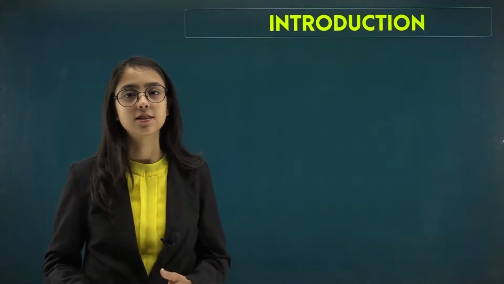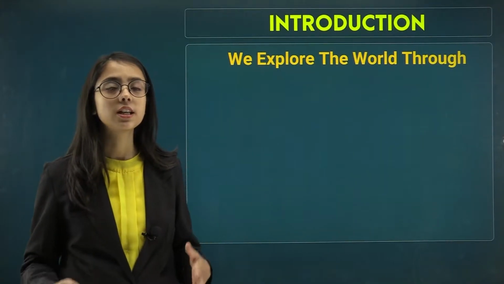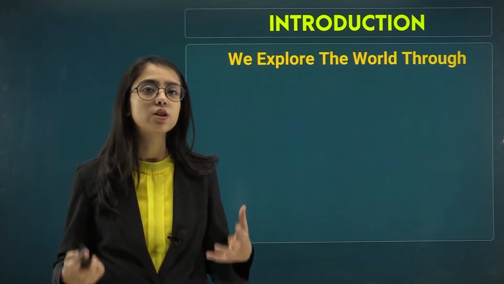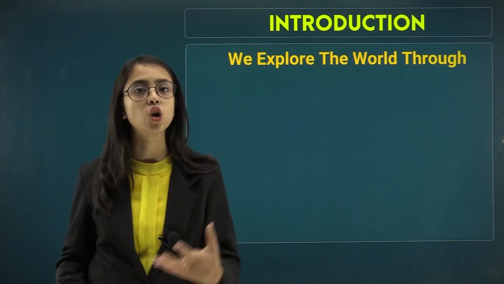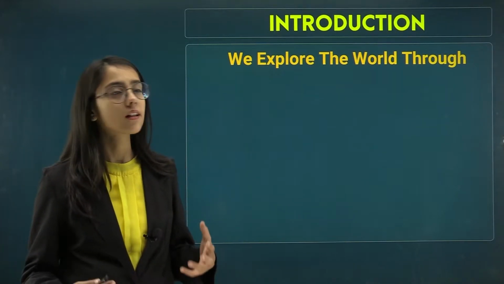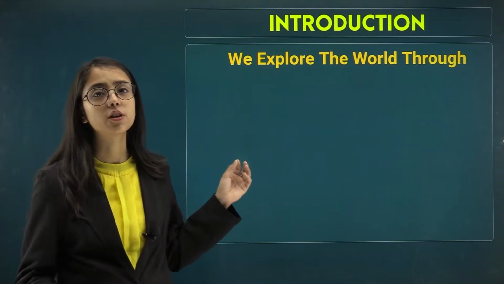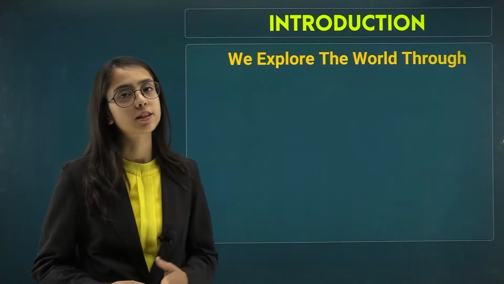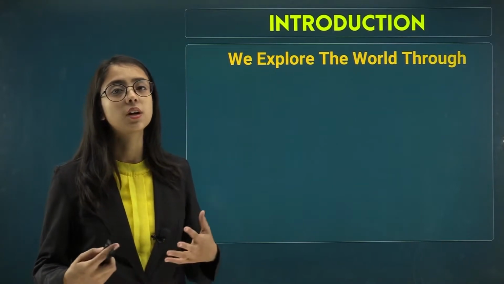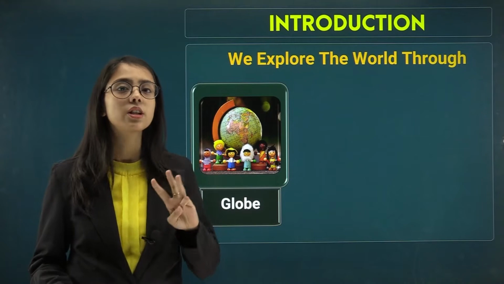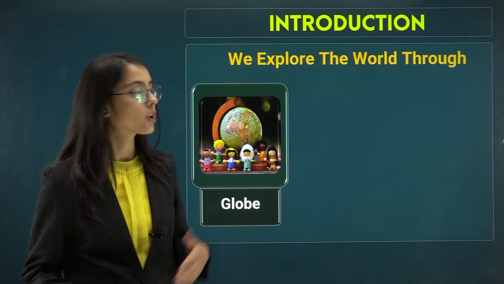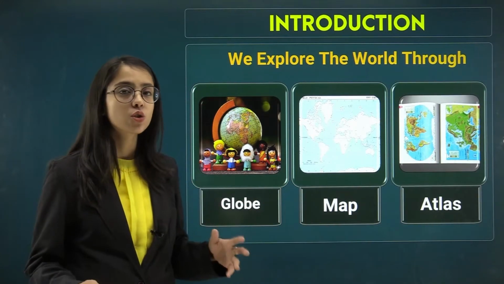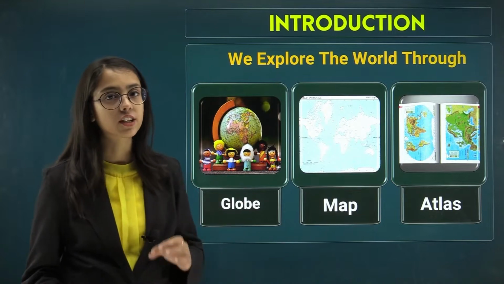So let's start. To begin with this chapter, we need to understand how you explore the world. For example, how do you get to know about what kind of different countries, continents, oceans are there? Also, how can you observe which place, which city is located where? What kind of different things are denoted in maps? How do we explore the world through the eyes of maps? So there are three ways of exploring the world. First is globe, then maps, and then atlas. These are the three things that we are going to learn specifically in this chapter.